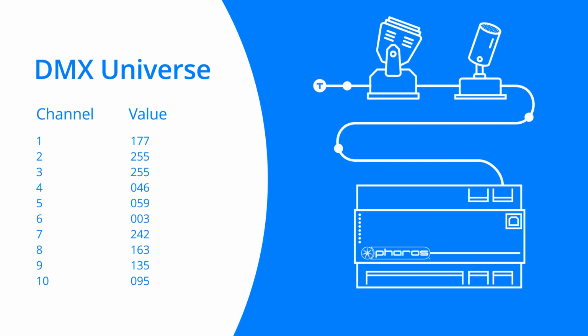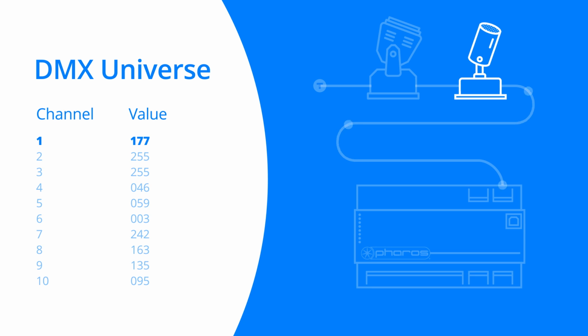The number of DMX channels a device requires is referred to as its footprint. Dimmers typically use just one channel, where 0 is off and 255 is full intensity, whereas a colour fixture with red, green and blue channels might use 3 channels of DMX, one for each emitter.